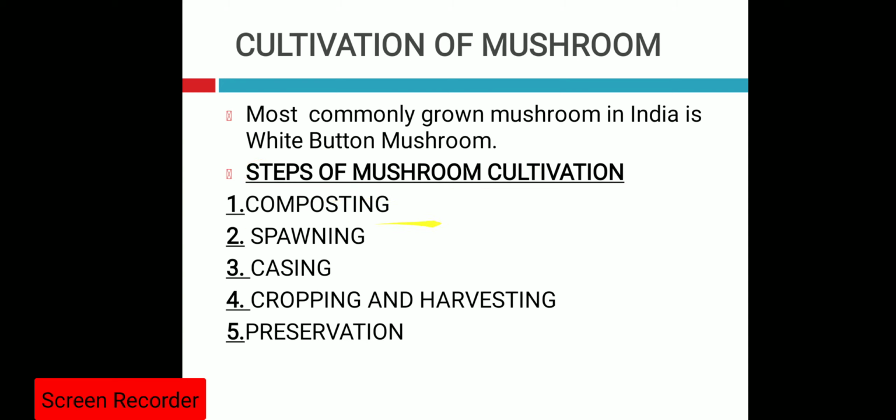The first step is composting, then the second step is spawning. So, we will discuss these two steps today. Then the third step is casing, fourth step is cropping and harvesting, and fifth step is preservation.